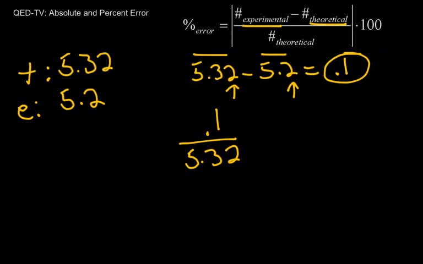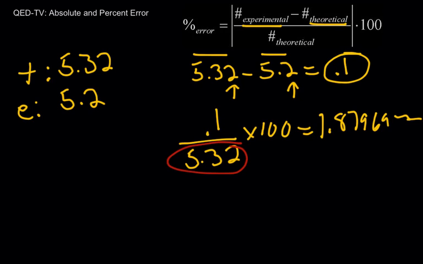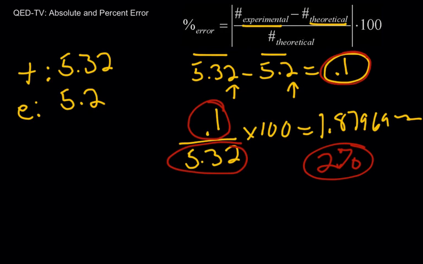Keep that in mind. So 0.1 divided by 5.32 times 100 gives me 1.87969, a whole bunch of numbers. So how do I write this percentage? Well, how many sig figs? I have 3 sig figs in this, but I only have 1 in that. So my final answer can only have 1 sig fig. So that means 1.879 is going to be 2%. 2% error is what we got in this experiment. That's my percent error. 0.1 is my absolute error. 2% is my percent error.